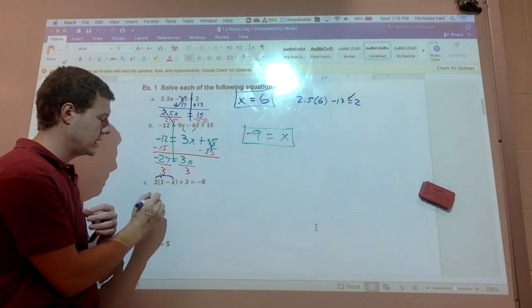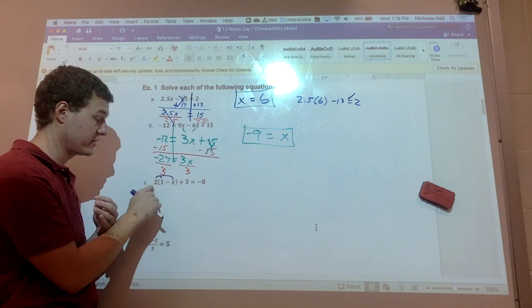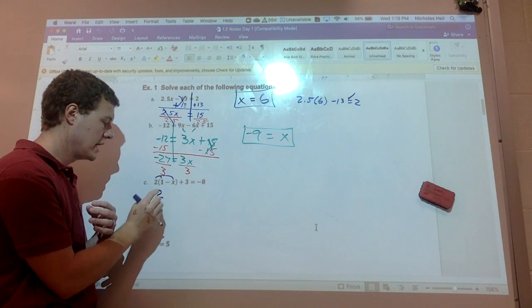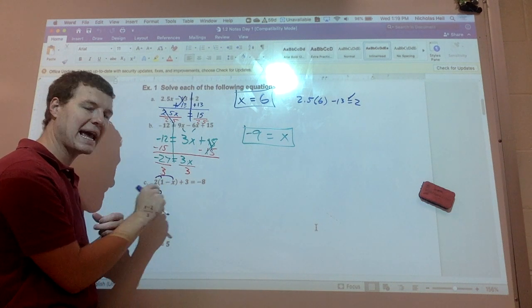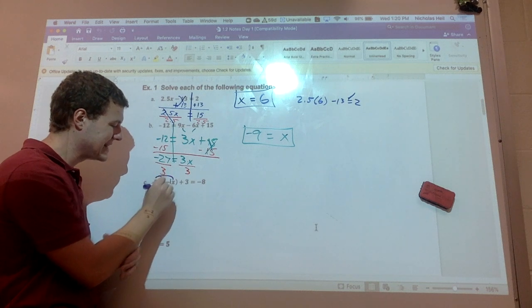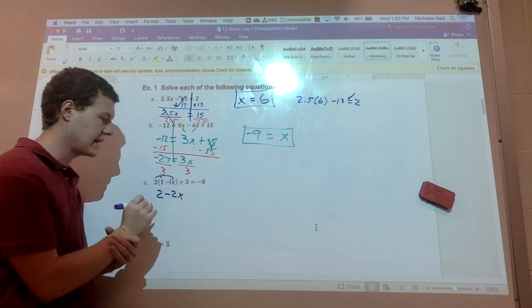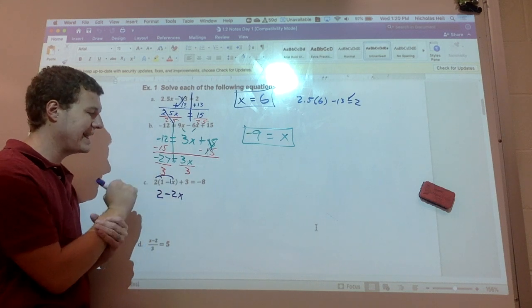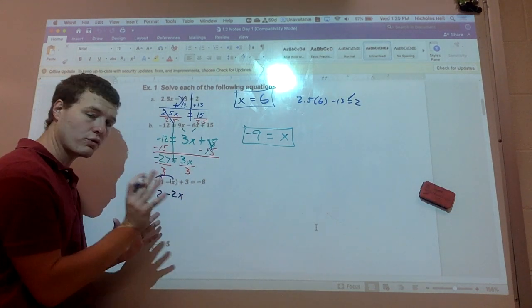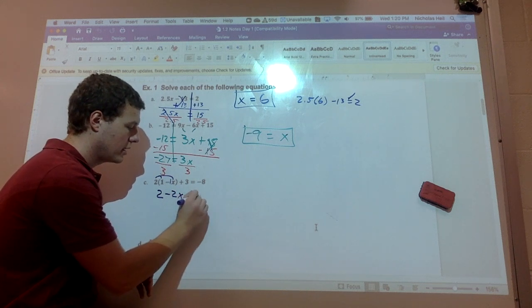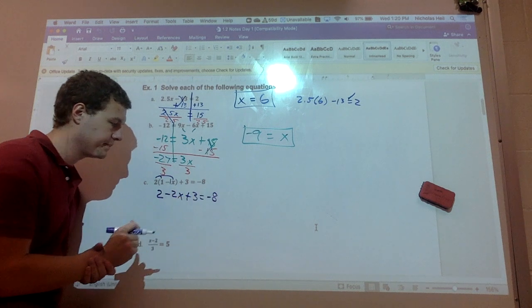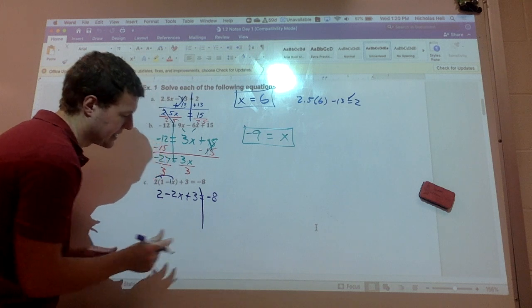2 times 1, distribute means multiply. So 2 times 1 is 2. And then 2 times a minus x, we can almost think of that as a negative 1. So 2 times negative 1 is negative 2x. Now, that was everything inside of the parentheses, so I'm just going to write the rest for right now because I didn't do anything to it. I should really drop this down from here.